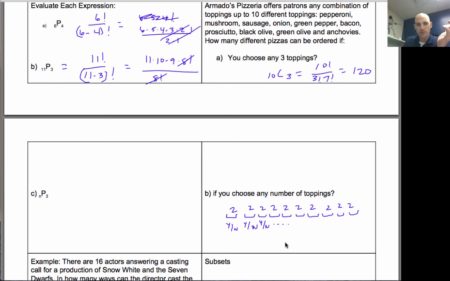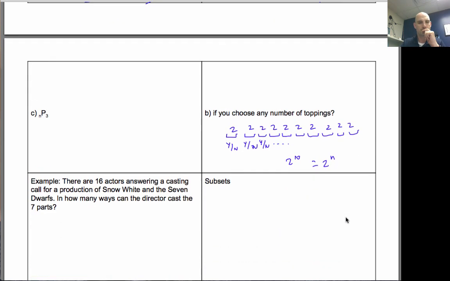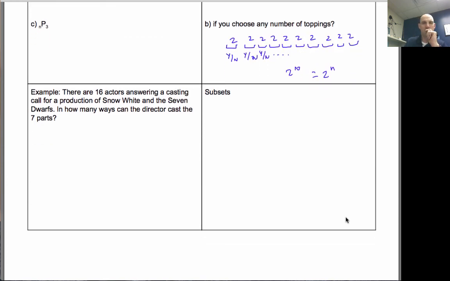And so I've got 2 to the 10th power here, right? So it would be 2 to the n. You could do this with anything, with any number of pizza toppings, right? So that's a 2 to the n formula, right? So any number of subsets. So a subset would be you pick 6 out of the 10, and the order doesn't matter. That's going to be a 2 to the n. N is the number of yes or no options. That's the way that I like to think about it, right?